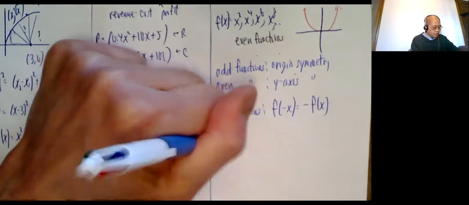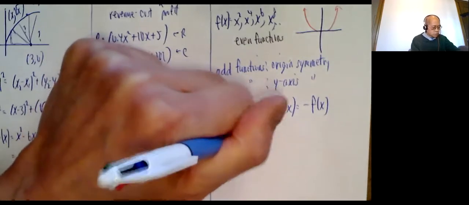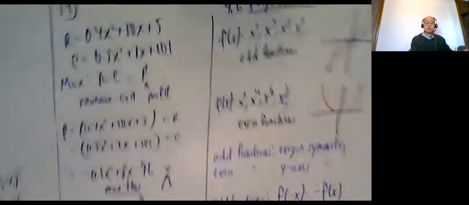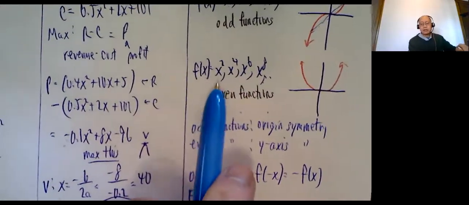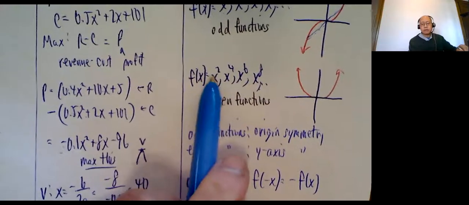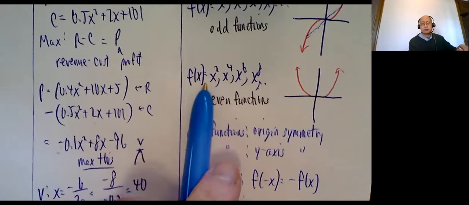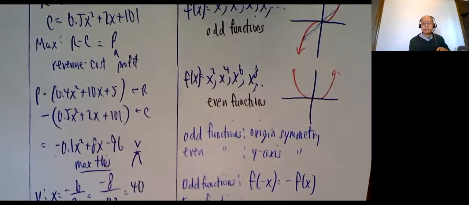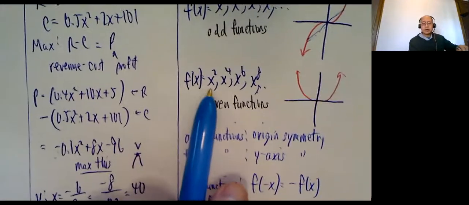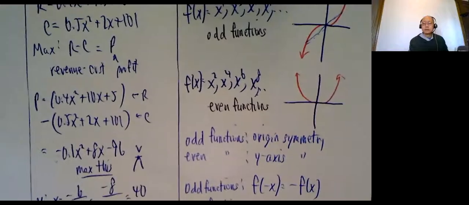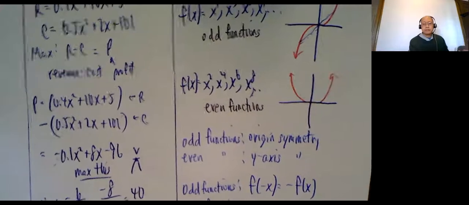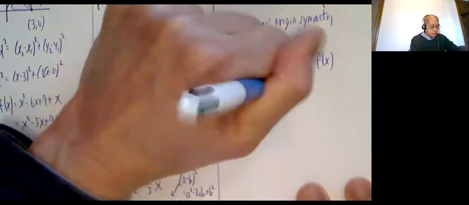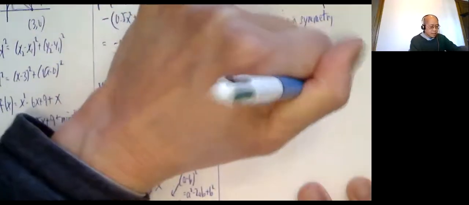Okay, how about for even functions? Let's take x squared. I could take x to the 4th or 6th or 8th, but x squared is easy. Okay, what do you get when you plug in 2? 4. What do you get when you plug in negative 2? Still 4, right? Because you're squaring it. How about if I plug in 5? 25. Plug in negative 5. Still 25. You get the same thing back.